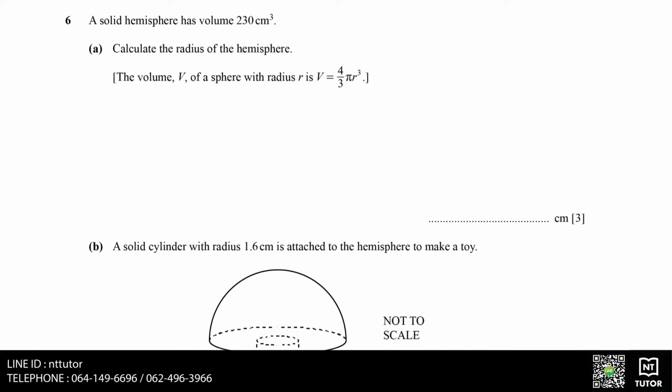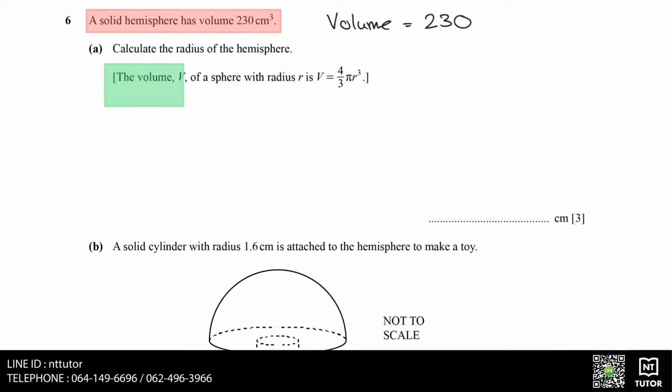A solid hemisphere has volume 230 centimeters cubed. A. Calculate the radius of the hemisphere. The question gave us the volume of the hemisphere, and the question also gave us the formula to find the volume of a sphere with radius r.